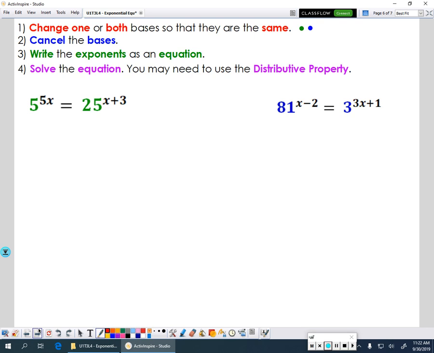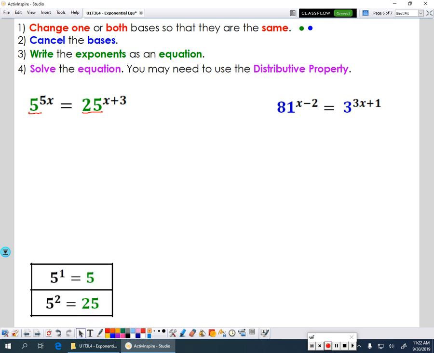So when we look at this, we've got a 5 and a 25. Those are not the same base, so what I need to do is change them to the same base. What we're looking at is a base of 5. This one, 5 to the 5x, already has a base of 5, so it can stay just like it is. 25, however, we're going to change to 5 to the 2nd power. So I've replaced this 25 with 5 to the 2nd power. Don't forget, I still have this original exponent, which I can't forget about.